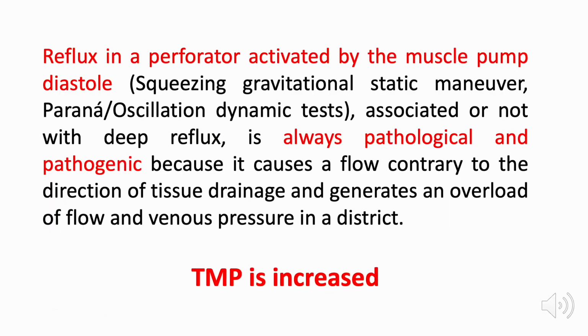A perforator reflux activated by the muscle pump diastole, associated or not with the deep reflux, is always pathological and also pathogenic because it causes a flow contrary to the direction of tissue drainage and generates an overload of flow and venous pressure in the district. The transmural pressure increases and an impairment of the venous function may occur.